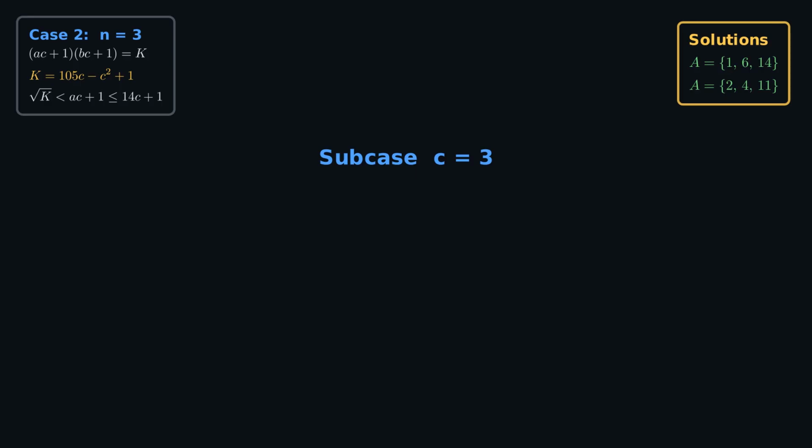Subcase 3, C equals 3. I'll let you go through the details, but a similar type of check for C equals 3 will show there are no solutions, since K will equal 307, which is a prime number, and so there'll be no values in range.